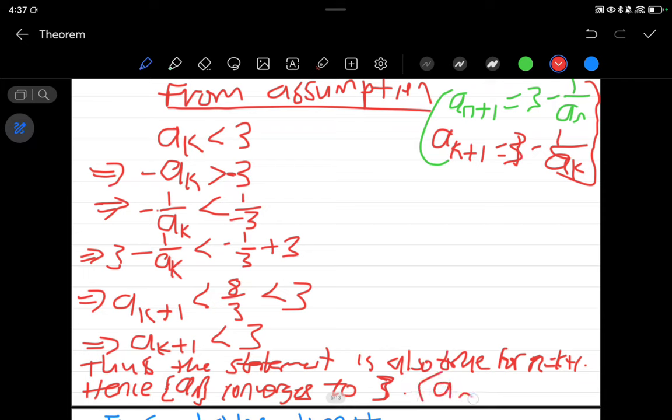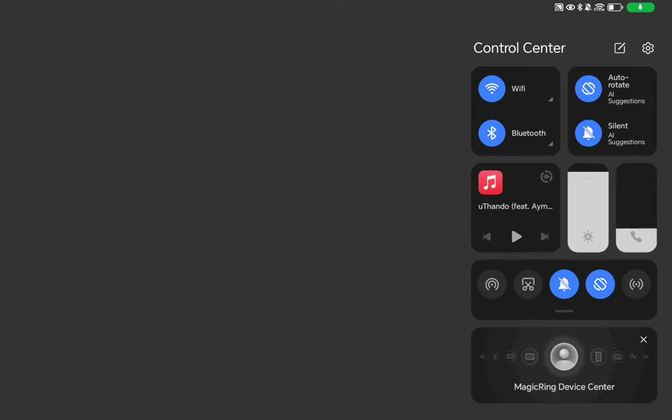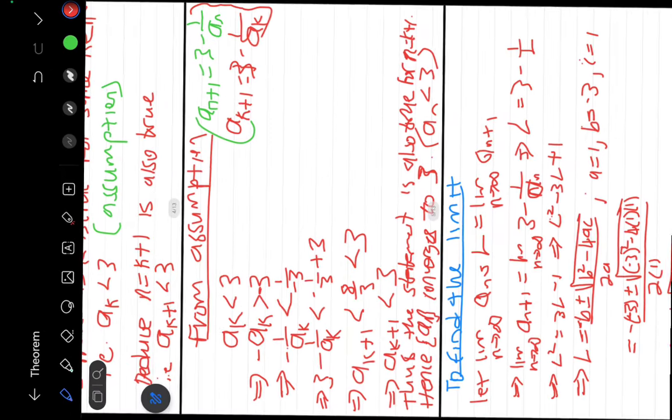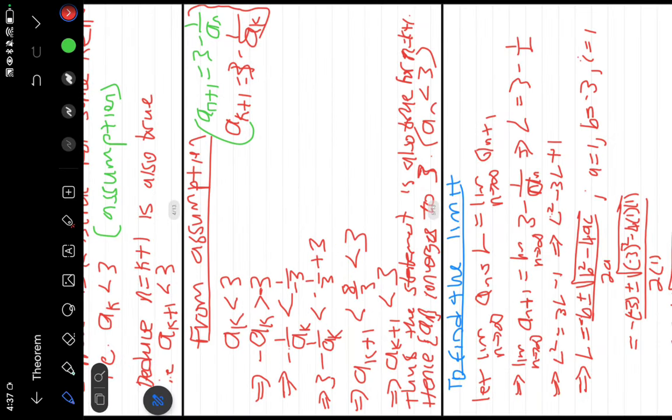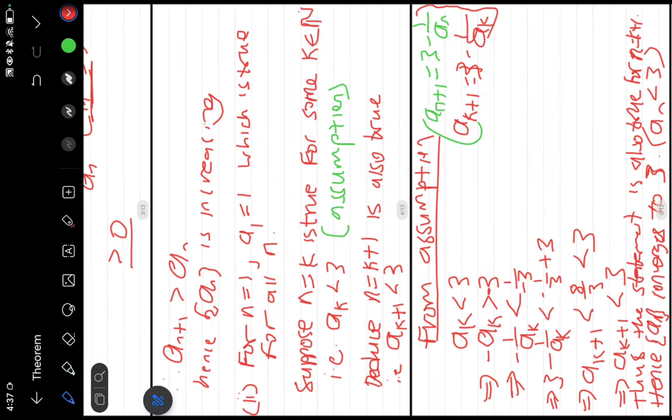Given that a of n is less than 3. Any question? Any question? I couldn't understand that part with the inequality. That's from 1 divided by a k is less than 1 divided by a k. I couldn't understand what happened afterwards.